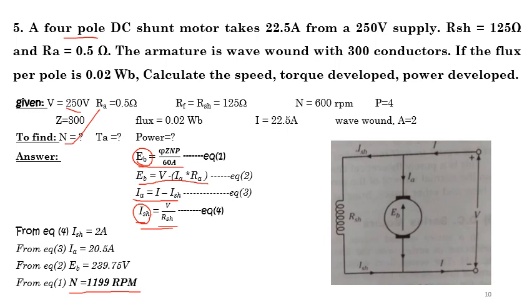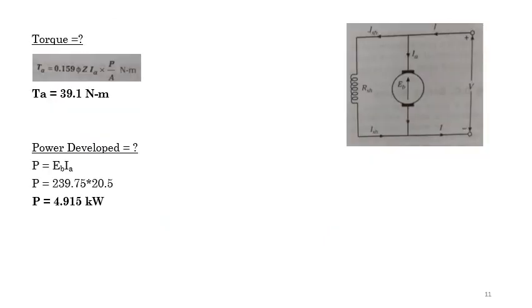Next, let us go to Ta, that is nothing but torque developed. Torque you already know, I have already told you in a previous question. Ta is given by 0.159 phi Z Ia into P by A. Now all the details are directly given. If you go to the problem, you can check all the details are already given. That means you can directly find it out.